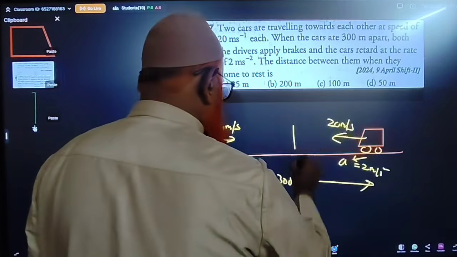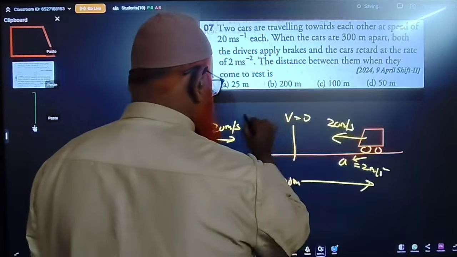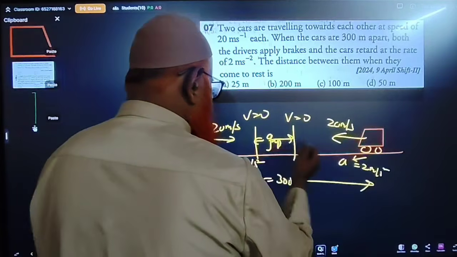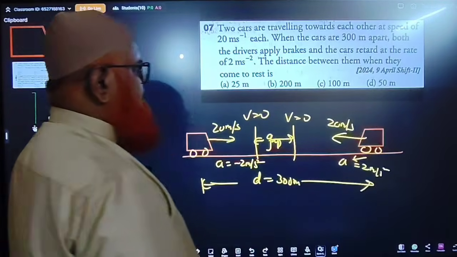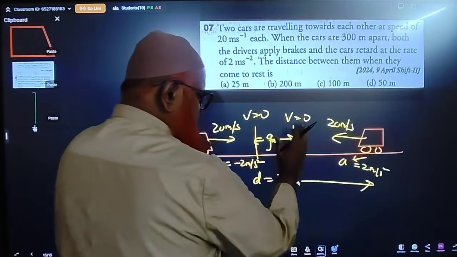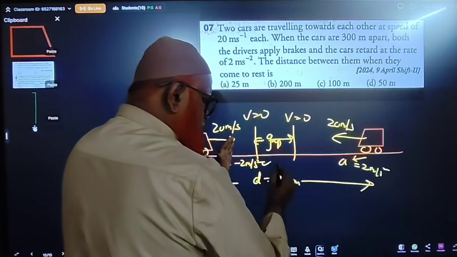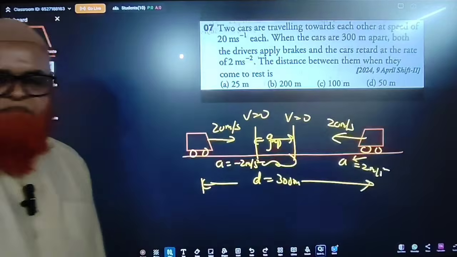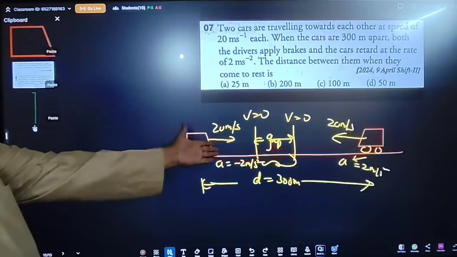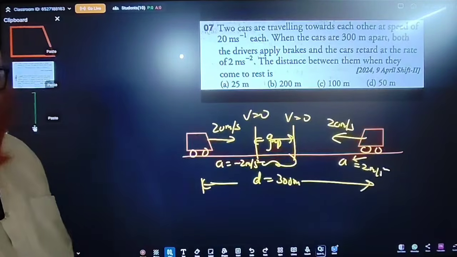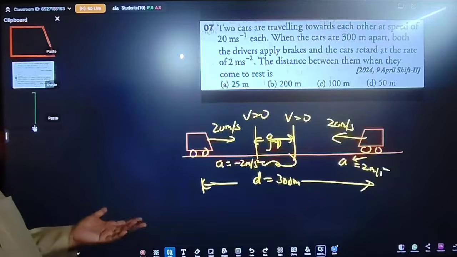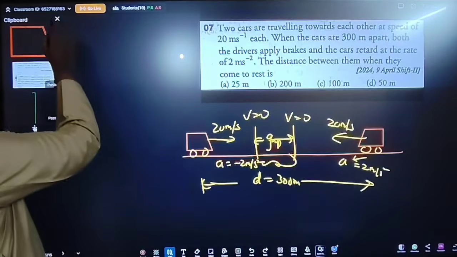So both will come to rest with final velocities 0, and they will stop, and we don't know what the gap between them is after stopping. The distance between them when they come to rest means, for example, this car has come to rest here, this car has come to rest here. What is this gap? We have to find out that gap now. Okay, so I'll take one car now. I'll find out the distance traveled by that car. Both the cars have the same initial velocity and same acceleration. Let us see here now.